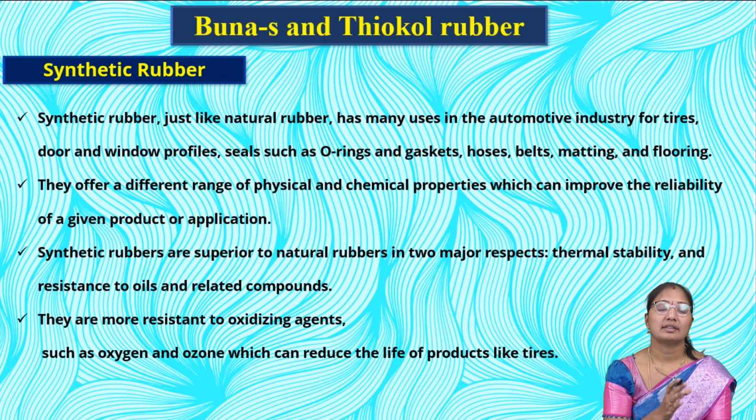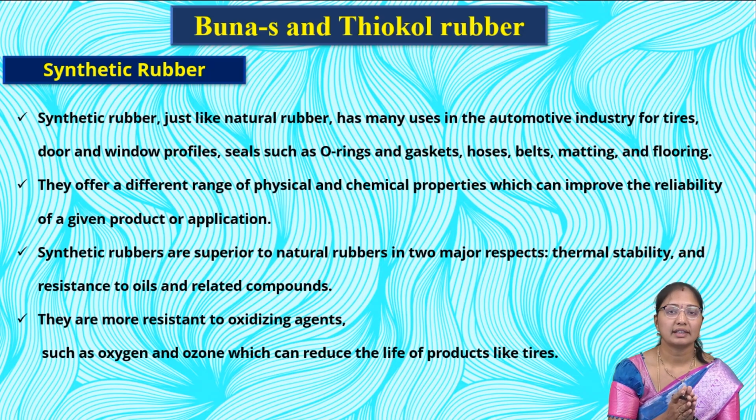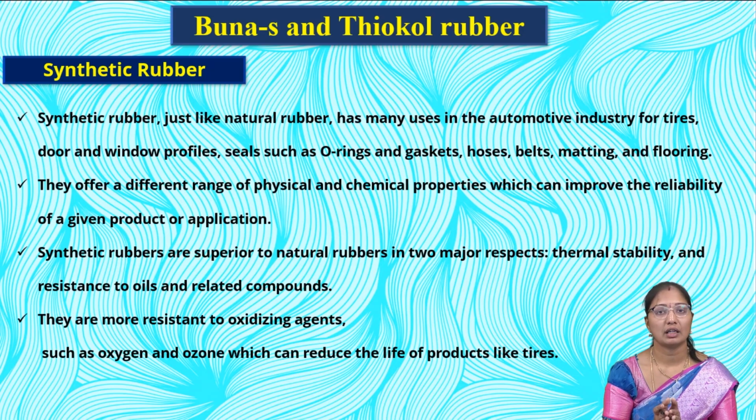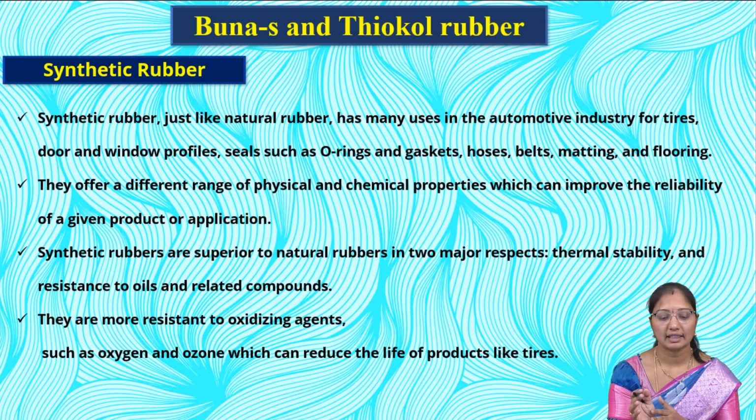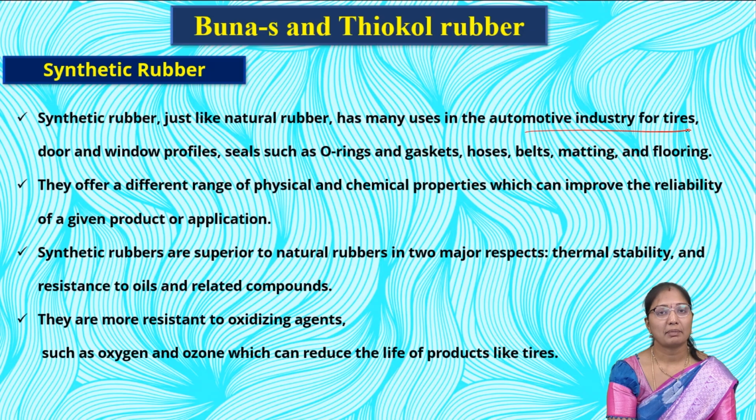Now, under natural, synthetic and vulcanized rubber, we are going to look at the synthetic rubbers, which are man-made. These synthetic rubbers are just like natural rubbers. They have many uses in the automotive industry for the manufacturing of tires, doors and window profiles, such as O-rings, gaskets, hoses and belts, matting and flooring. These synthetic rubbers especially play a vital role.